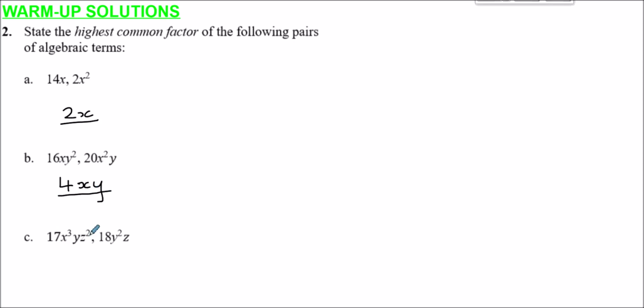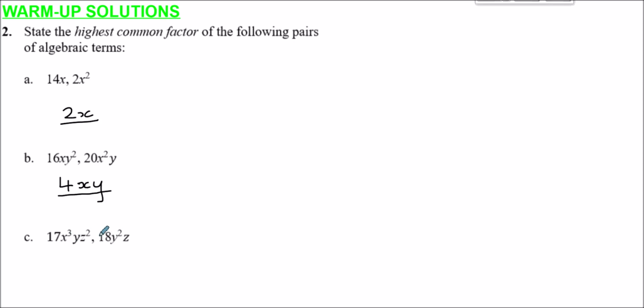Highest common factor of 17 and 18. Well, the gap between these numbers is just 1, so the highest common factor of 17 and 18 is just 1, which we don't need to include in an algebraic expression. Highest common factor of x, well, we've got x times x here, but no x's at all over there, so we don't have any x's common to both terms.